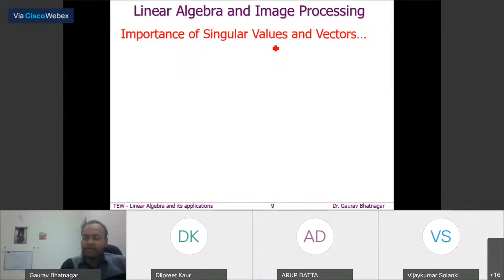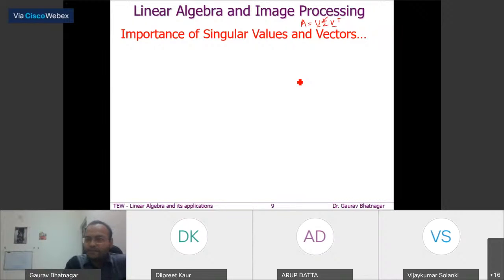Okay, so now in this particular slide, we will try to understand which is more important, singular values or singular vectors, because any matrix can be decomposed or factorized into three different matrices: U, sigma, and V transpose. So whether the singular vectors are important or the singular values are important, that's the main question. Because the importance of these singular values and singular vectors will tell you in which application we have to go with the singular values and in which application we have to go for the singular vectors.